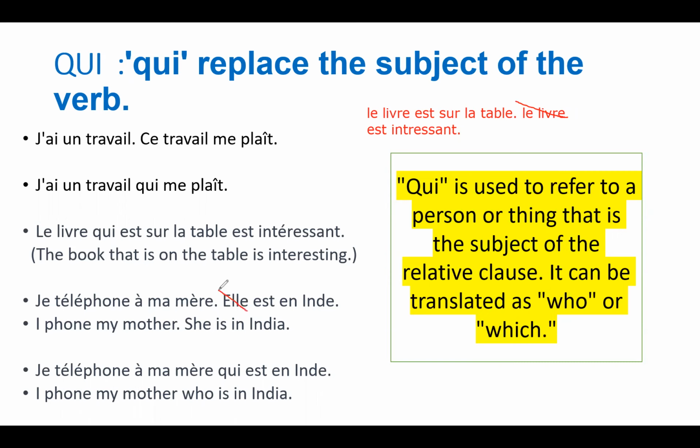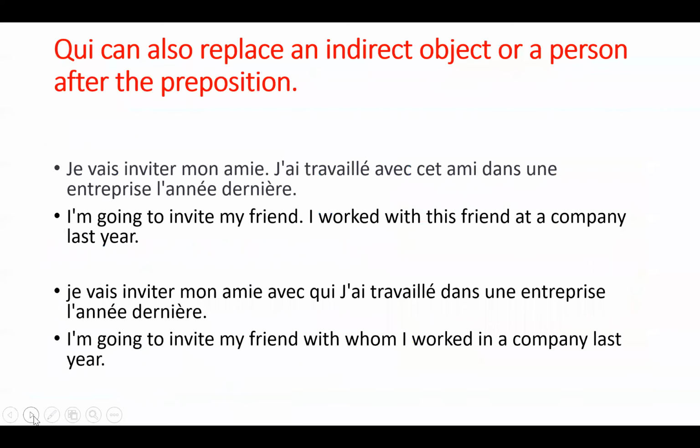Now, elle is the subject in the second sentence. So we'll remove elle and we put qui here. Je téléphone à ma mère qui est en Inde. I telephone my mother who is in India. So it becomes one sentence. Okay, so I hope qui is clear. Qui is just to replace the subject of the relative clause. Now let's see another one.